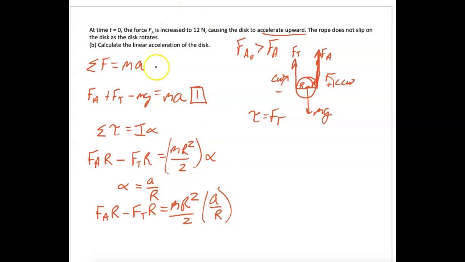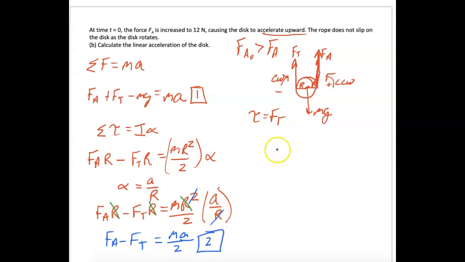So at this point, we're going to go through and cross some things off. We can cross off an R that's on the top on each side. And then the other thing we're going to do is cross off an R on this side, got one on the top left and one on the bottom. So now we are left with the equation FA minus FT is equal to m over 2 times A. And so this is our second equation, equation number 2.